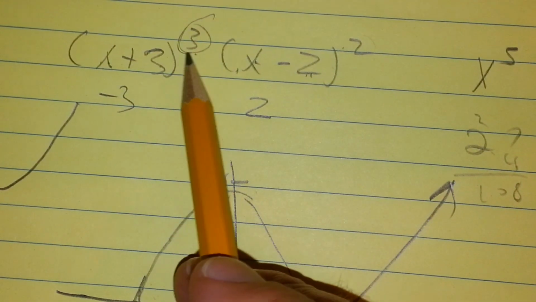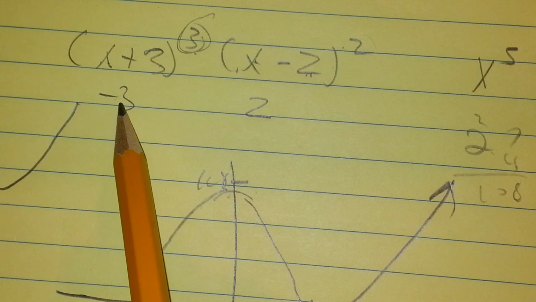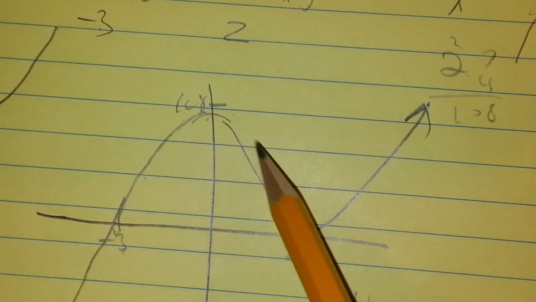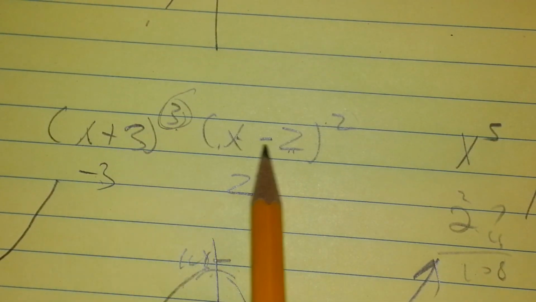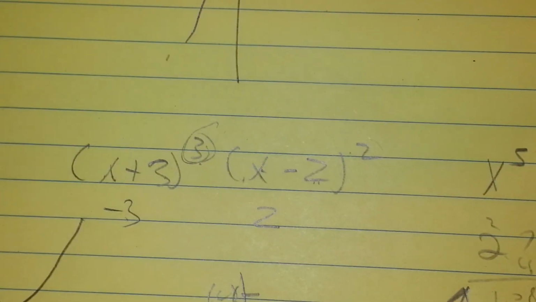Odd number of multiplicity where I give the 0 3 times. When it's odd, you cross through. When it's even, you just touch. And there's a way we can kind of graph. We could factor this out and get the whole polynomial if we needed to.